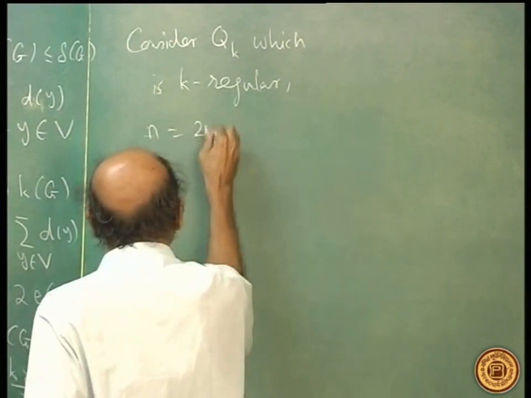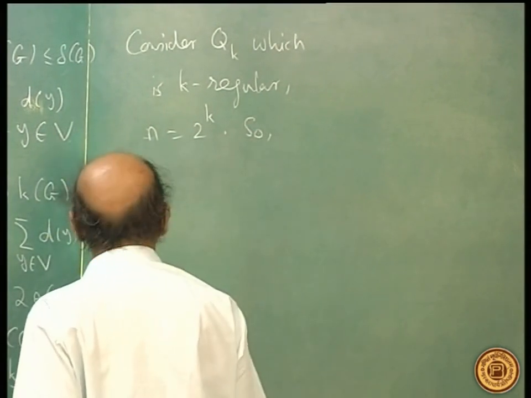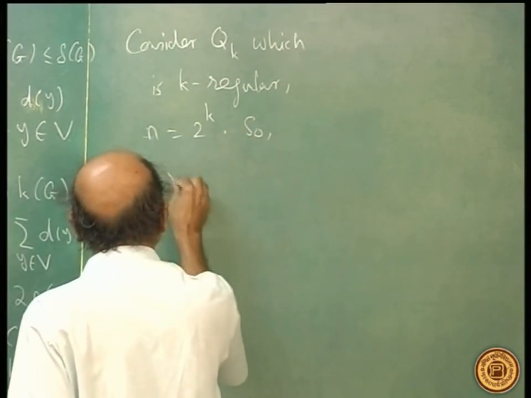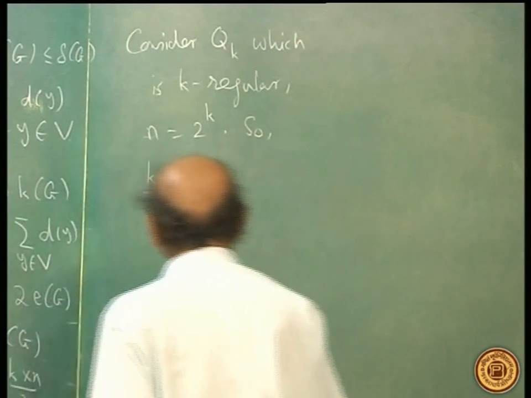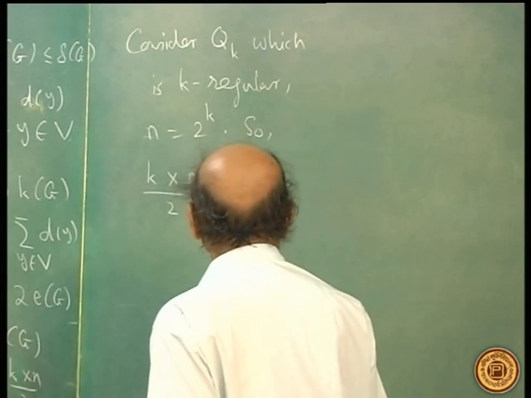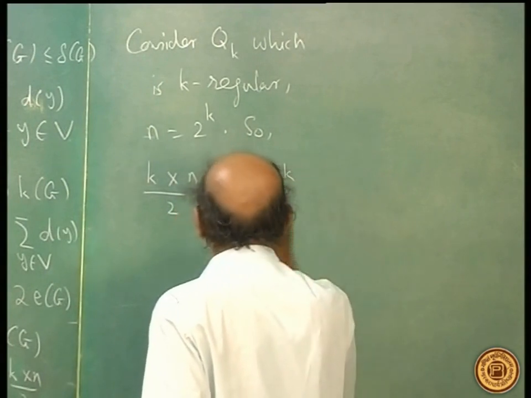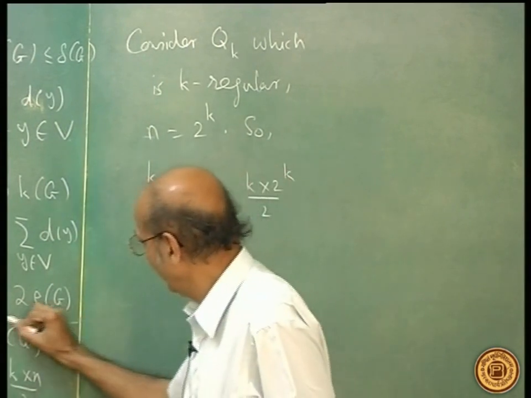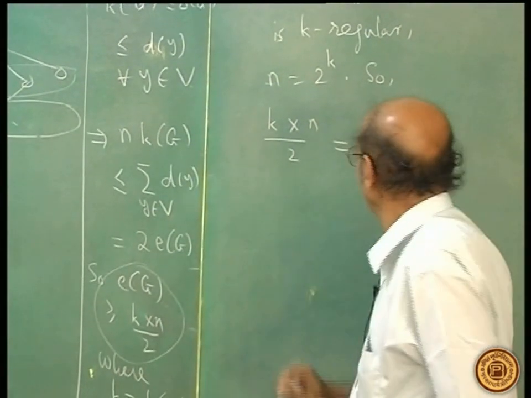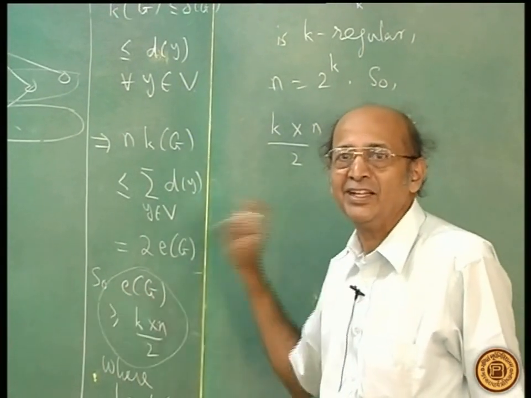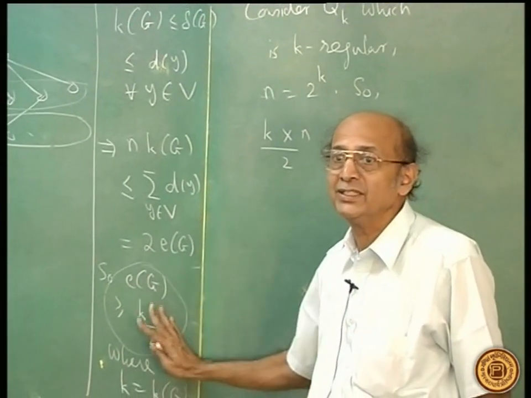n is equal to 2 power k. So what I am saying is, in case of the cube graph, this bound is sharp. You have exactly as many edges, minimum number of edges. So cube graph is good in this sense.